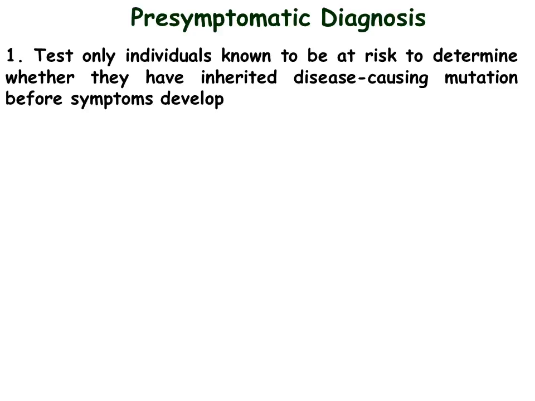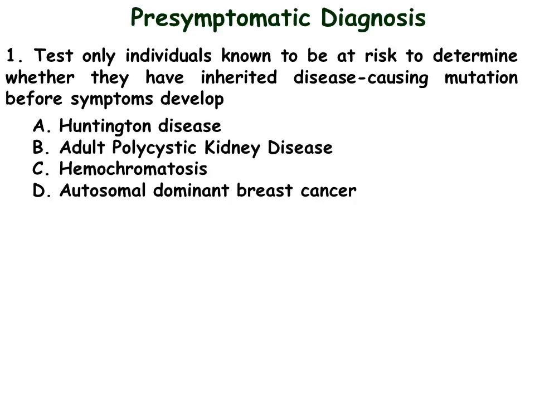So we're going for a pre-symptomatic diagnosis. We only want to test individuals known to be at risk. All right? And we want to get them before the symptoms develop. One that is really useful that way is Huntington disease, although that's a really nasty disease to know that you're coming down with. But it usually doesn't present until age 40. Adult polycystic kidney disease as well. Hemochromatosis, and autosomal dominant, of course, breast cancer.